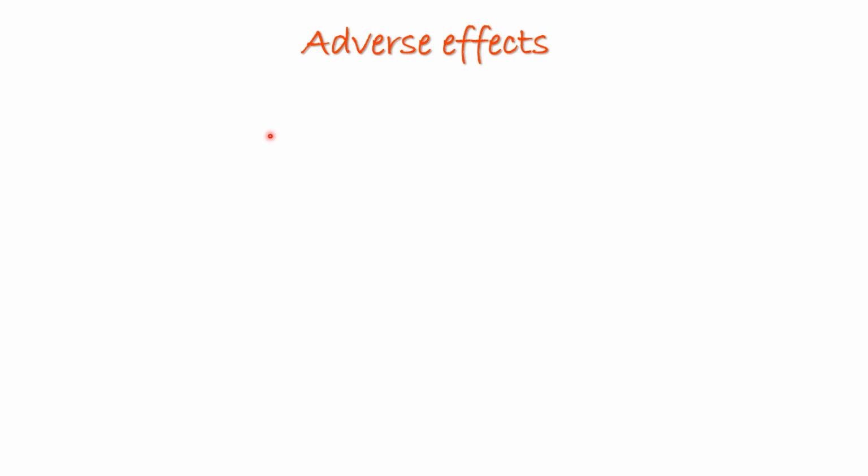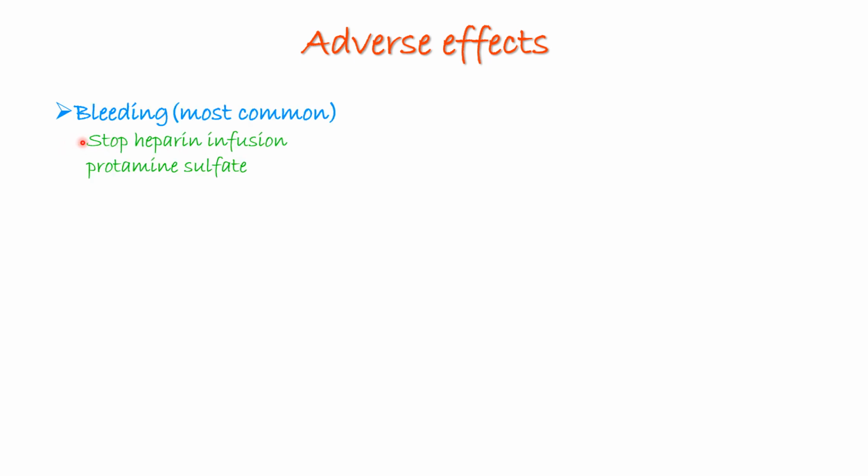So the adverse effects we already talked about: the first one is bleeding, the second one is heparin-induced thrombocytopenia, and we also have osteoporosis. Bleeding is the most common, and how do we stop it? We stop it with an infusion of protamine sulfate.